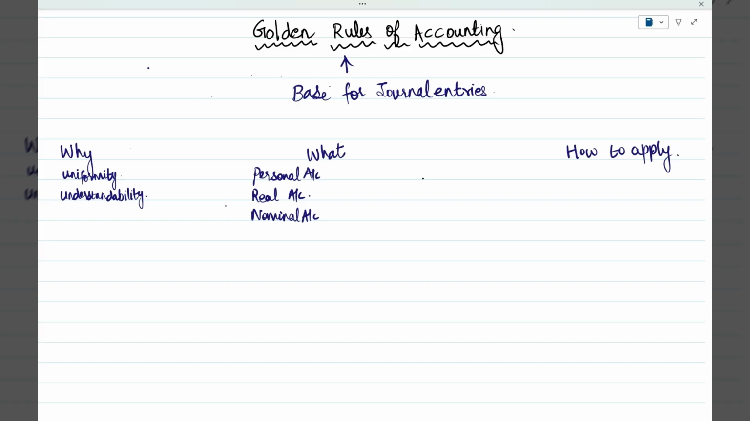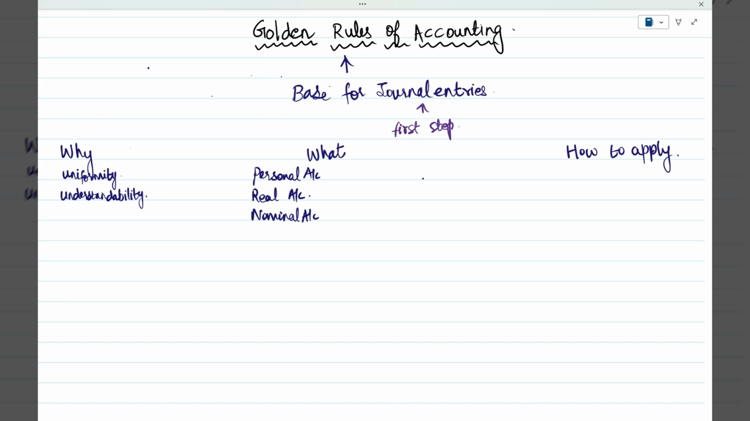So, in today's video, we are going to learn the golden rules of accounting, and we are going to answer three areas of these golden rules. Just to brief, I hope you know that the golden rules of accounting are the base for journal entries, right? What are journal entries? It is the first step in the process of accounting, right? So, this is what we are going to discuss in today's video.